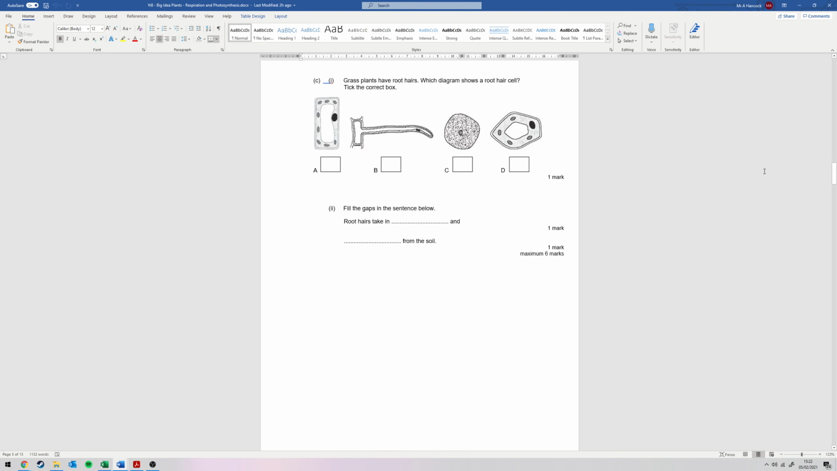Part C. Grass plants have root hairs. Which diagram shows a root hair cell? Tick the correct box. Part 2. Fill the gaps in the sentence below. Root hairs take in blank and blank from the soil.